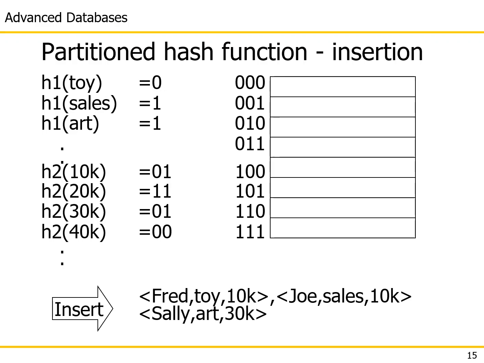Now, I do the same thing with salary. I hash 10k as a string, I will get out 0, 1. I hash 20k as a number, I will get 1, 1, which is 3. Now, when I hash 30k I get 0, 1, and I hash 40k and I get 0, 0. Okay? Now, this is the content extracted from the table, what you see at the bottom. Fred toy 10k, Joe sales 10k, Sally art 30k, and so on. Okay?